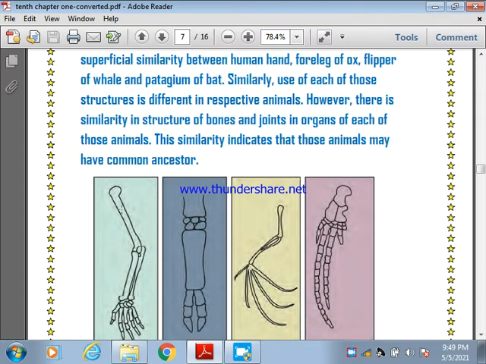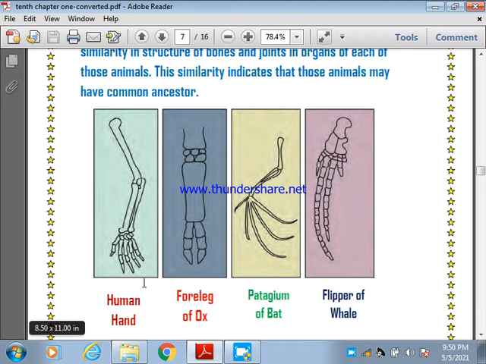Now listen, see these bones and this one and this ones. All three are mostly same, and this one also has the same structure, see this, and also these parts. Means there are many points and joints also, you can say all these points are closely same or equal. So as per these structures, we can consider that the ancestor of human hand, ox, bats, and whales may be same.